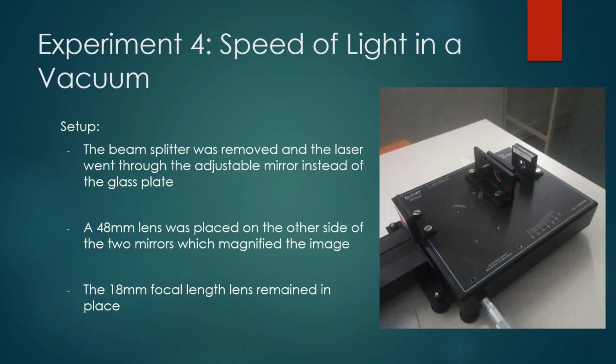Experiment 4 was a much shorter experiment, which involved removing the beam splitter and instead using the adjustable mirror in line with the movable mirror to create an image on the other side of both. Once again, the 18mm lens remained, and a 48mm lens was used to magnify the interference pattern produced.